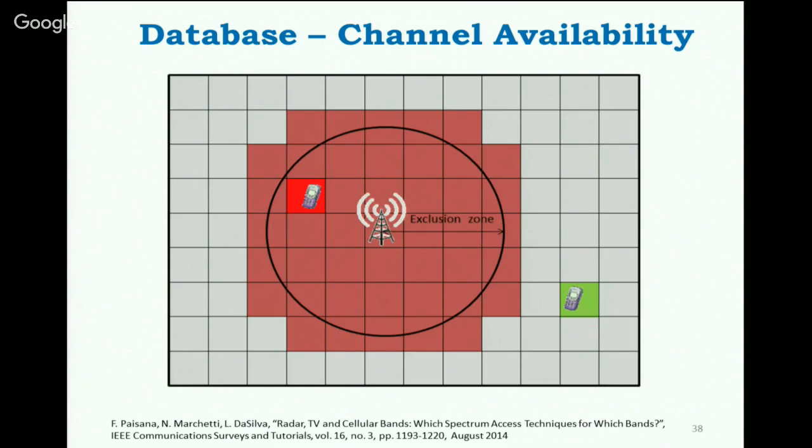So there are some indications about the best size for the pixel. It could be something in the order of 100 meters, but it highly depends on the specific system, on the computational capability, on the mobility of the system. So there are a few considerations to make, okay? But in general, that's the concept behind exclusion zone and database.